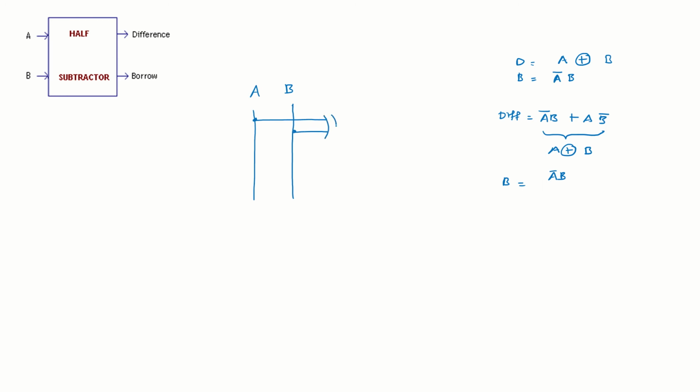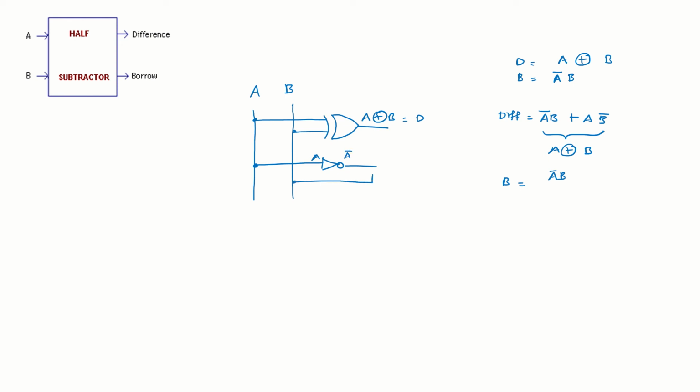We need an XOR gate here. So this is nothing but A XOR B, and that is equal to difference. Now what is borrow? Borrow is nothing but A bar B. Now without fail, put a dot here. A bar can be obtained by putting an inverter here. So this A will become A bar, and B we do not have any changes.